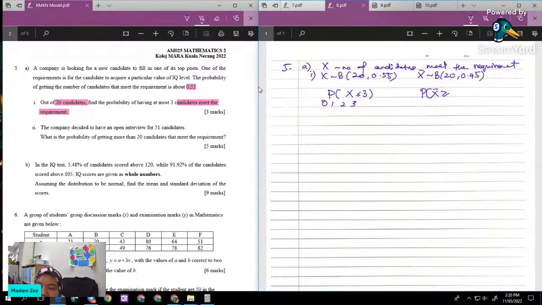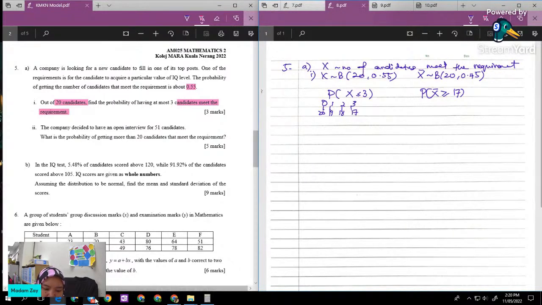So kalau 3 yang failure dia berapa banyak? So akan jadi 17, yang ni 18, ini 19, ini 20. Okay, dia mesti complement. So it should be probability of X bar more than or equal to 17.